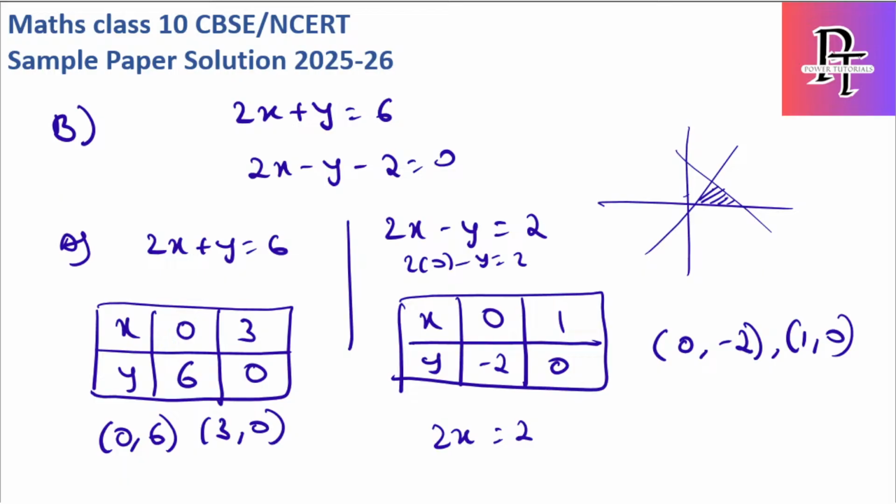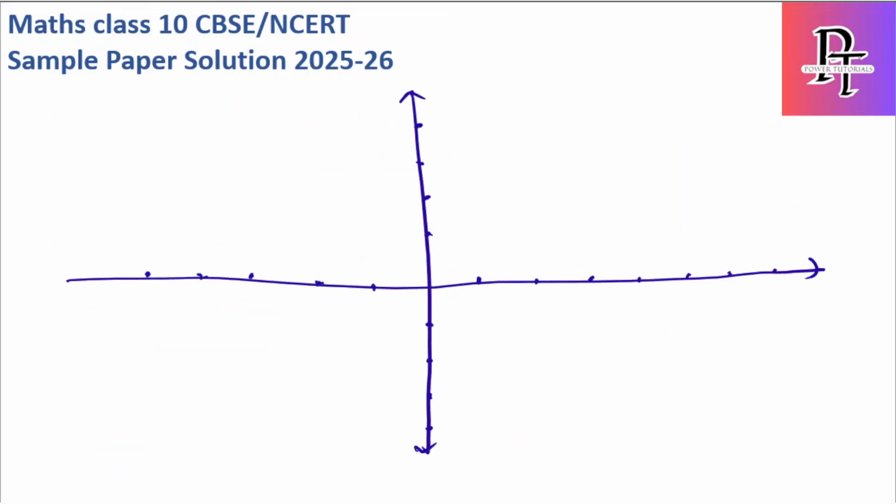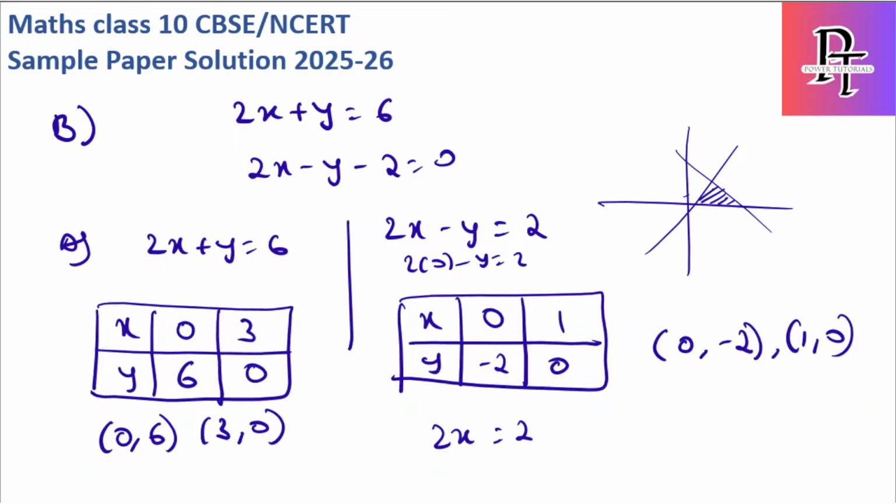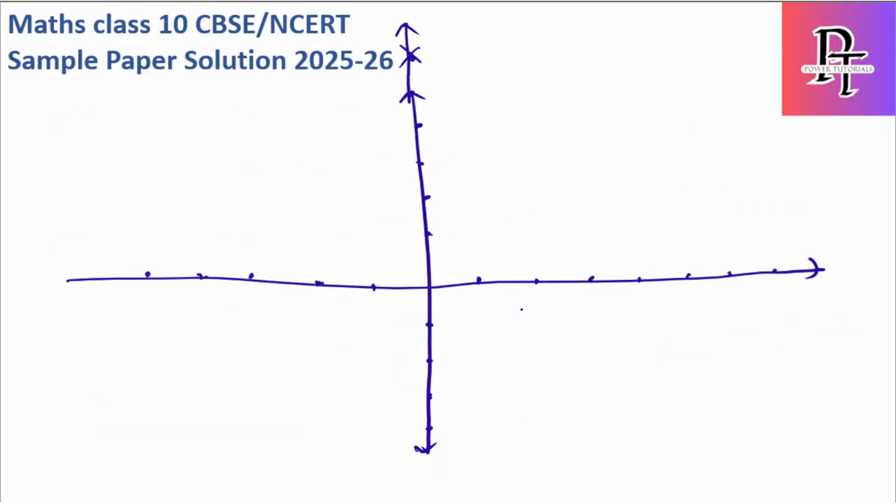Okay, let's mark the first one, 0 comma 6 and 3 comma 0. X is 0, y is 6. 1 2 3 4, okay, need to draw 2 more, 5 and 6. Okay, this is the first point, x is 0, y is 6. Second point, x is 3, y is 0. So somewhere here. Okay, so I use the scale and pencil and draw the first line. It will be somewhat like this.